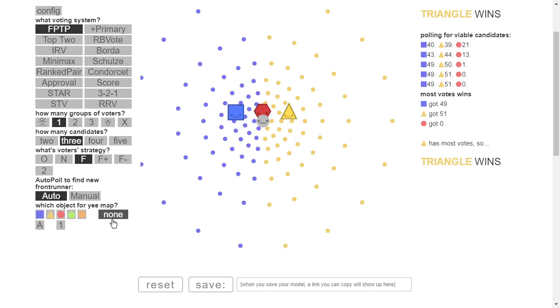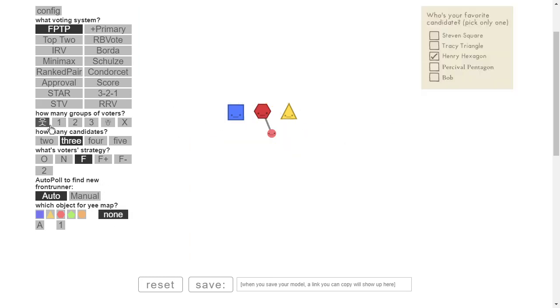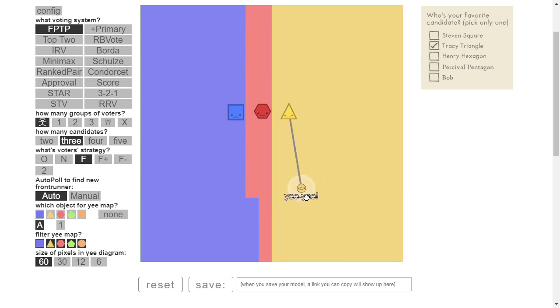Let's take away the Yee diagram, start with one voter, and use three candidates, 1, 2, 3. The voter votes for who he's closest to. Anywhere in this region votes for yellow. So in a Yee diagram, that's colored yellow. Same for red and blue.